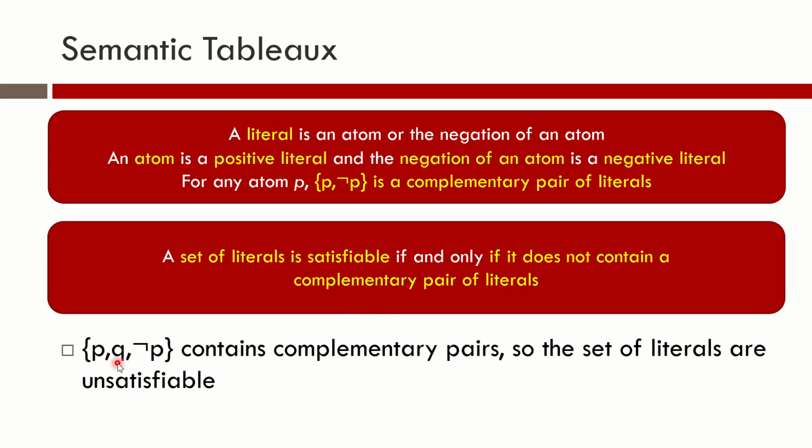So consider this set, which contains P, Q, negation P. You can see that in this set we have an atom P and the negation of the atom, negation P. Since it contains a complementary pair of literals, this set is not satisfiable. It is unsatisfiable.